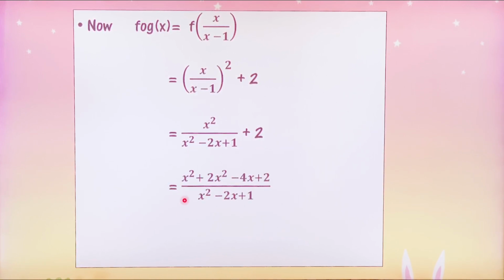That is equal to (x² + 2x² − 4x + 2)/(x² − 2x + 1). That is equal to (3x² − 4x + 2)/(x² − 2x + 1) for every x element of R.